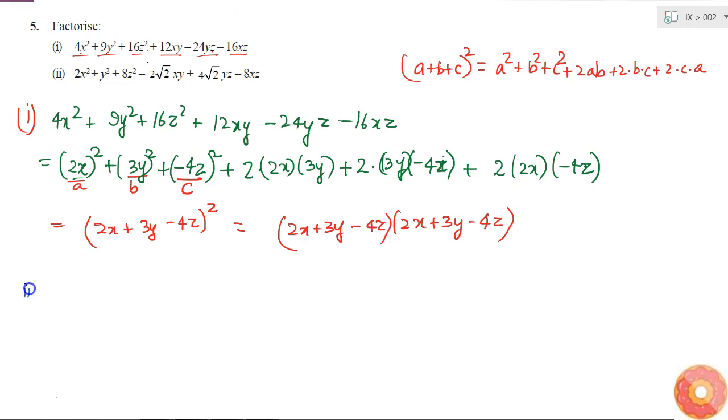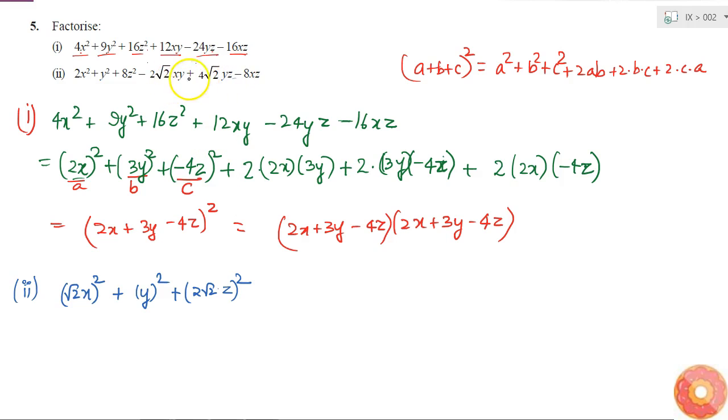And similarly, if I see the second part of the question, here I have 2x square, y square, 8z square, and there are many root 2s also coming up. So if I write 2 as (root 2) square, it is perfectly fine. So this will be equal to (root 2 x) whole square plus y square plus, 8 I'll also write as (2 root 2 z) whole square. Fine. Because (2 root 2) square is 2 square into (root 2) square, which is 4 into 2, which is 8. Okay. And here there is also a negative sign.